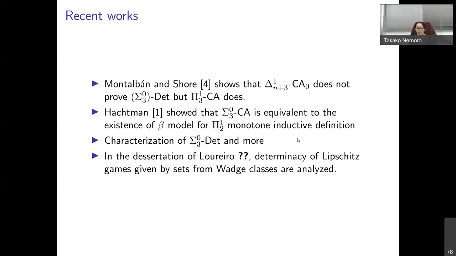And I guess, for example, this recent result by Lorio, how do you pronounce, analyzed Lipschitz games given by, I think, Delta^0_1 and Sigma^0_1. So usually the Lipschitz game is given by two classes of sets, and he analyzed the Delta^0_1 and Sigma^0_1 case like that, and that is equivalent to Weak König's lemma. And I think in his webpage he uploaded his draft of a submitted paper.